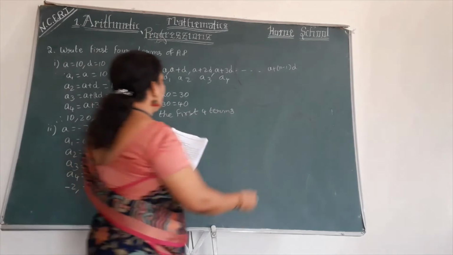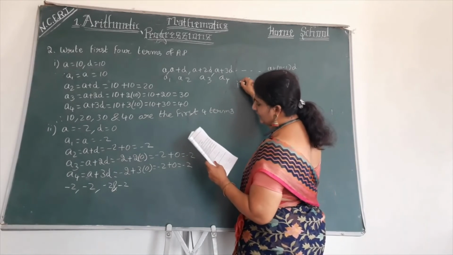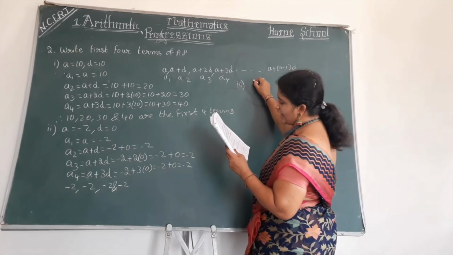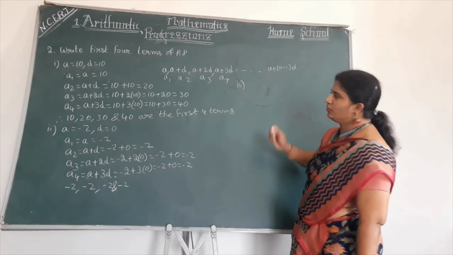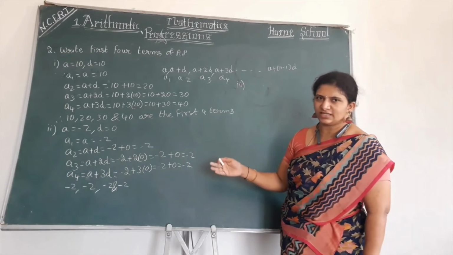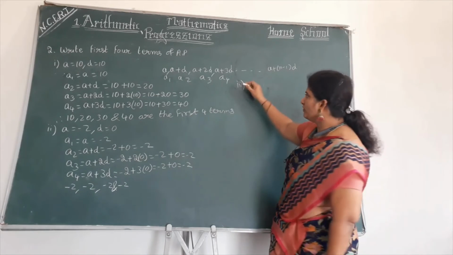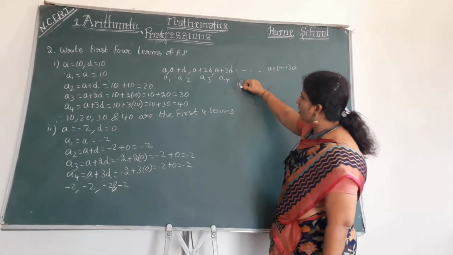Let's go with the third one. What's your third sub question here? A is equal to 4, D is equal to -3. Why can't you take the third one as homework? It's easy, no? Same pattern you do. The fourth one is a little confusing. Let's do the fourth one now.